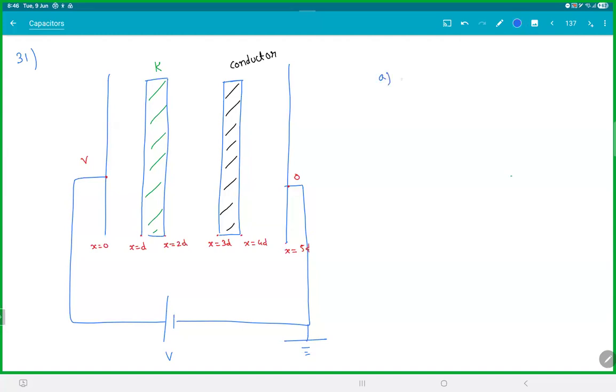This would be a good one. So find C equivalent. That's a pretty good mains question. Then I wanted to plot electric field versus X graph. If you're going from left to right, how will the electric field look like? Electric field versus X coordinate. Plot potential versus X coordinate.